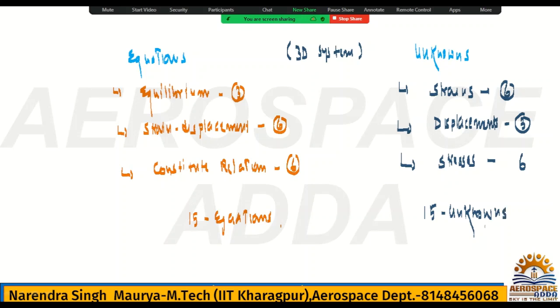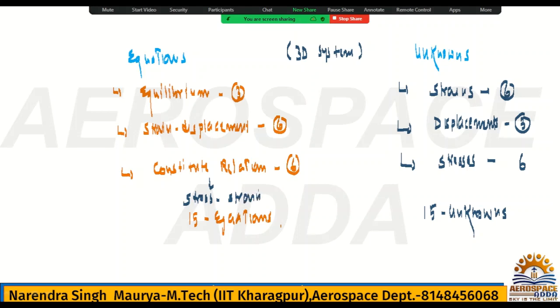Hope you understood that for any 3D system we have 15 unknowns. They ask this in examination: equilibrium, strain displacement, constitutive relation, 3, 6, 6. So total unknowns 6 plus 6 plus 3, 15 unknowns. To solve these 15 unknowns for any 3D structural body, we require 15 equations. These are 3 equilibrium equations, 6 strain displacement relationships, and 6 constitutive relations, which are also called stress strain relations. Need to remember.